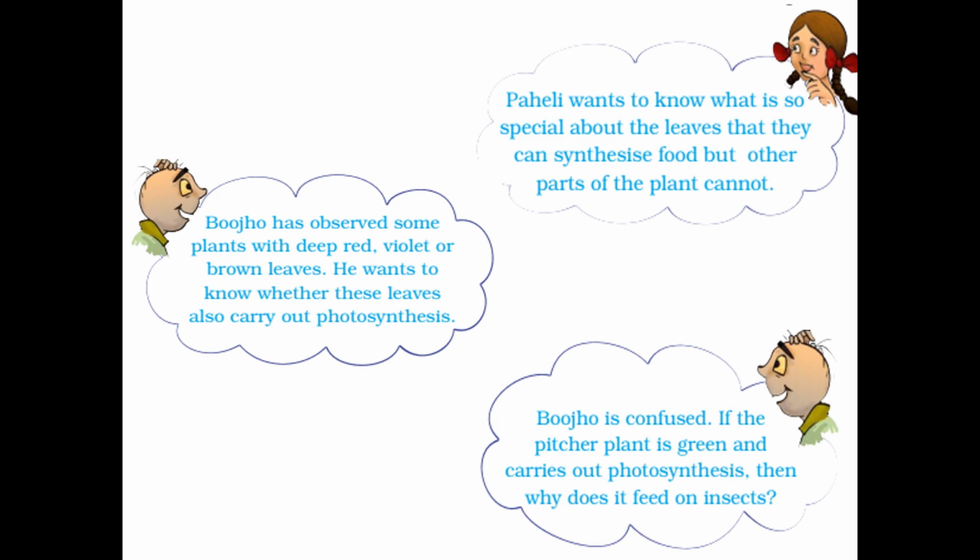Next question. Boojo is confused. If the pitcher plant is green and carries out photosynthesis, then why does it feed on insects? Here is your answer. Soil in which plants like pitcher plants grow is deficient in some nutrients, that means lack of nutrients. So pitcher plants cannot get all required nutrients from soil. Thus pitcher plants eat insects to fulfill the requirement of those nutrients which they do not get from the soil in which they grow.